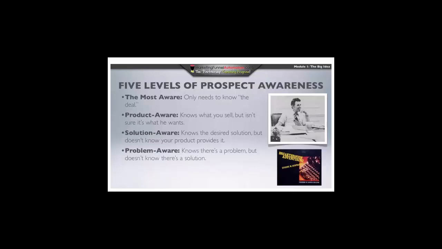And then we have the problem aware prospect, or the problem aware level. And this is an individual that just knows that they have a problem, but doesn't know that there is a solution. There are various, for example, medical ailments, certain diseases, certain conditions, if you will, that an individual might have. They're aware of the problem that they have, but they have no idea that there is a solution out there that can solve that.